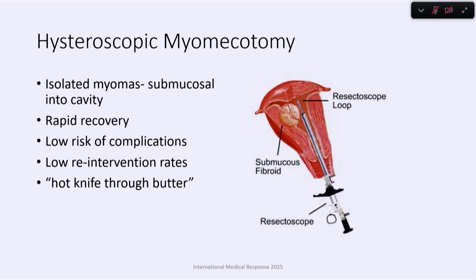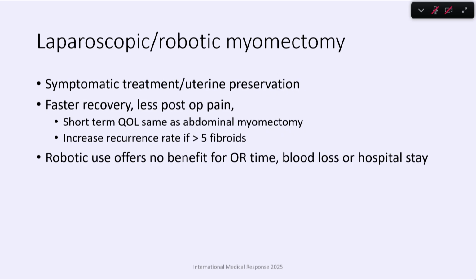It's low risk of complications, though, and low reintervention rates. For the right patient, it's a good option. As far as laparoscopic or robotic myomectomies, it's great for symptomatic treatment and, again, uterine preservation. It's faster recovery time and less post-op pain has been noted. The short-term quality of life is the same as an abdominal myomectomy, which is an open laparotomy myomectomy.